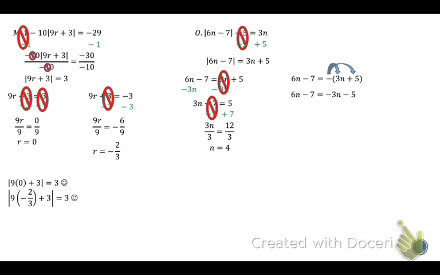Here, distribute that negative in, so 6n minus 7 equals negative 3n minus 5. Add the 3n, so 9n minus 7 equals negative 5. Add the 7, so 9n equals 2. Divide by 9, n equals 2 ninths.